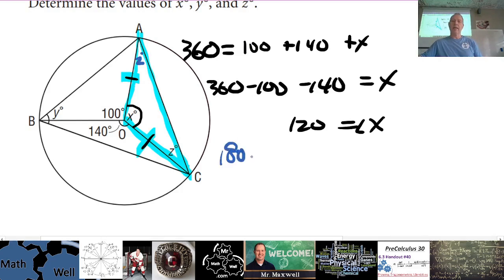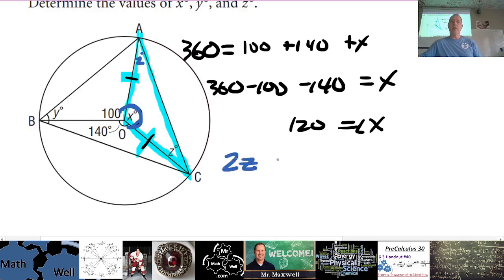So I have 180 minus this angle, which is 120 now we just found, minus Z is equal to 180, or actually another way to put that would be, let's say 2Z plus 120 equals 180, right? So this would have to be equal to 0, but that doesn't make as much sense to you. So let's try it again.